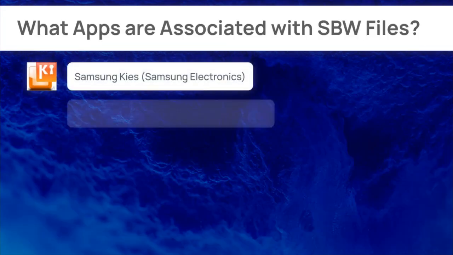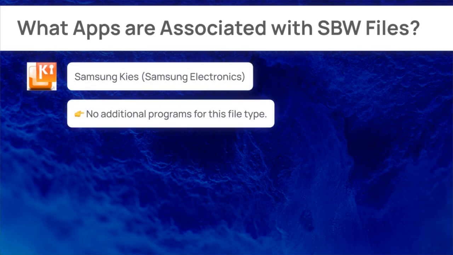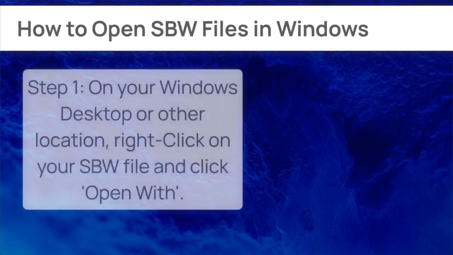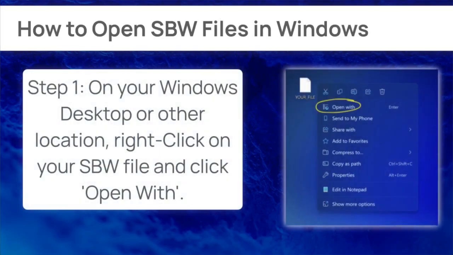To ensure best performance with SBW, always start with Samsung Kies from Samsung Electronics. Windows cannot fully extract this archive type, requiring dedicated extraction software. Windows doesn't read backup structure or indexes, making specialized software essential for access. Let's utilize the list of installed programs to find the match.